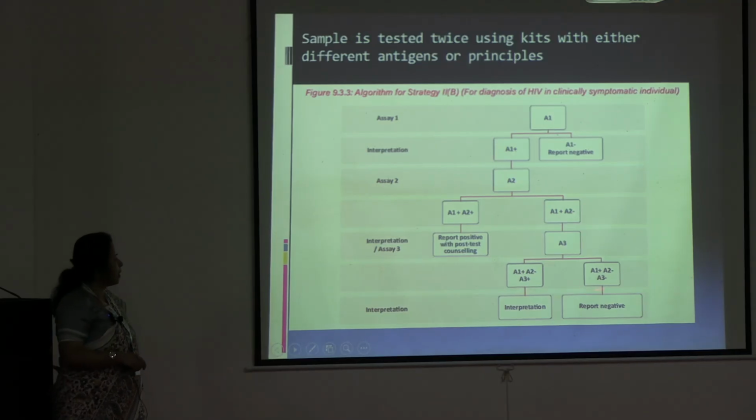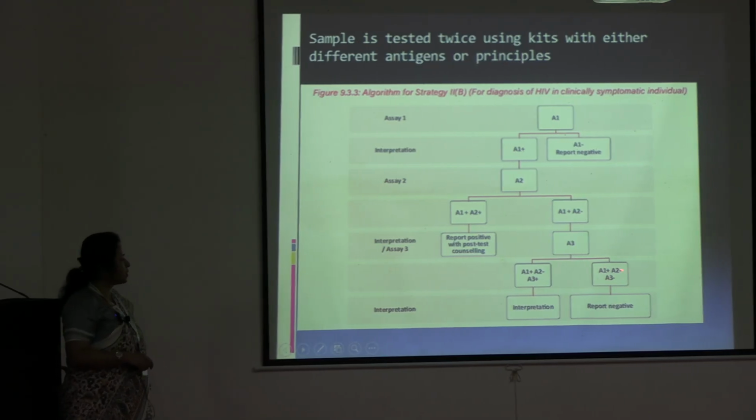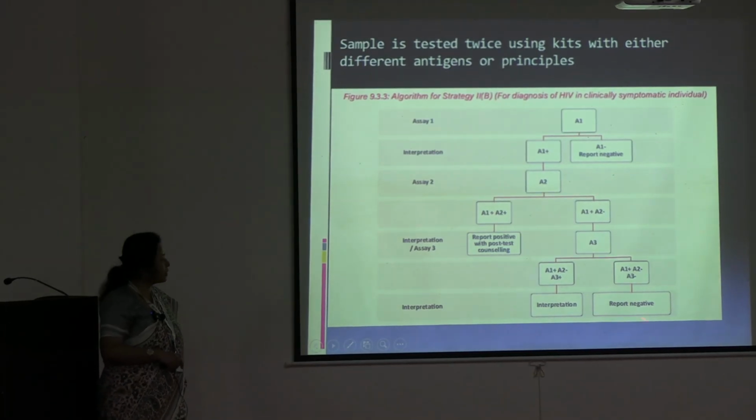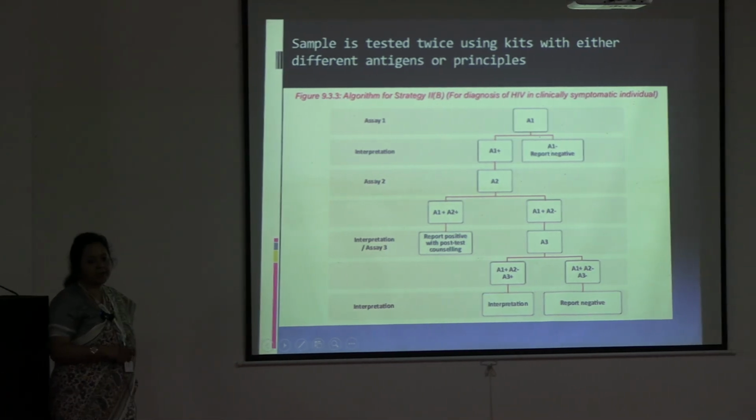Next is, first one is positive, second one is negative, and third one is also negative, meaning two negatives. So in this also we will report him as negative, but we will ask him to follow up again. Keep a follow up with us.